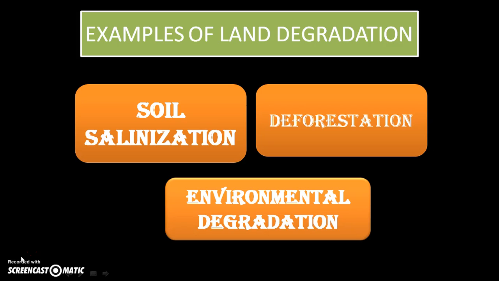Continued by environmental degradation. Land degradation can also trigger a cycle of environmental degradation, in which unemployment, immigration, and conflict often jeopardize the political stability of affected countries and regions.